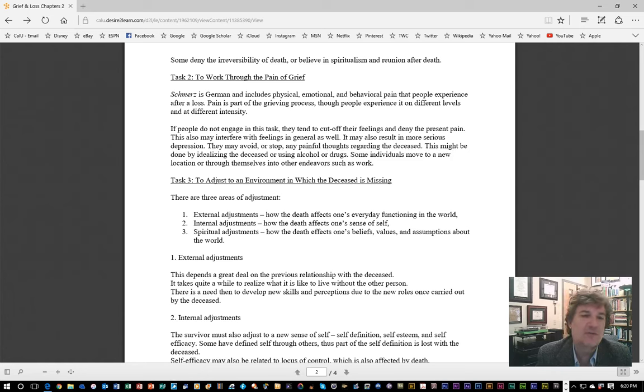If people don't engage in the task, they tend to cut off their feelings or deny the present pain. This also may interfere with feelings in general as well. It may also result in more serious depression. They may avoid or stop any painful thoughts regarding the deceased. This might be done by idealizing the deceased or using alcohol or drugs or even medication. Some individuals move to a new location or throw themselves into their endeavors such as work.